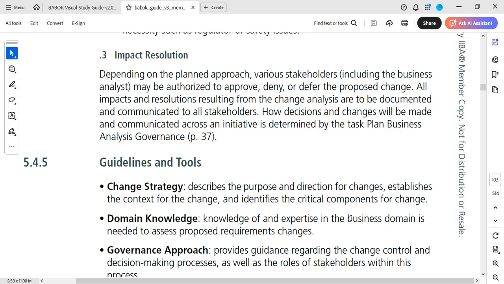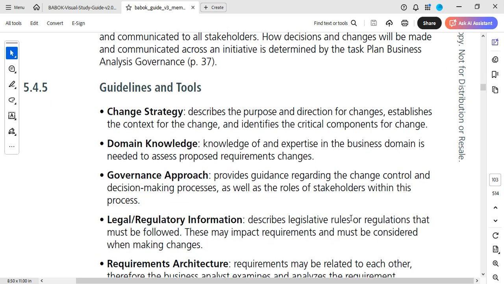So how decisions and changes should be made and communicated across an initiative is determined by the business analysis governance. Remember, your governance tells you about approvals. We have a video on that and you can check that out.